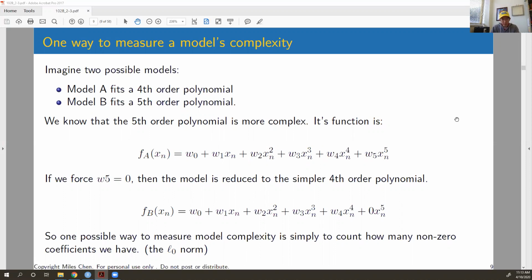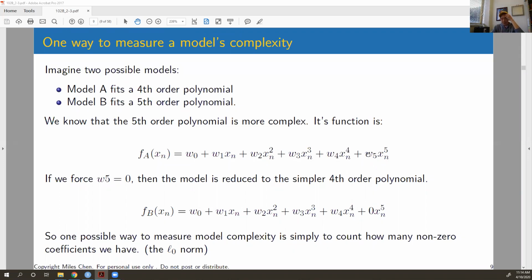One way we can measure a model's complexity is to count how many coefficients are not zero. For example, say we have two models: one fits a fourth order polynomial and one fits a fifth order polynomial. We can say the fifth order polynomial is more complex. As far as its coefficients go, it's got W0, W1 xn, W2 xn squared, W3 xn cubed, W4 xn to the fourth, W5 xn to the fifth. So actually, it's got 6 W terms.